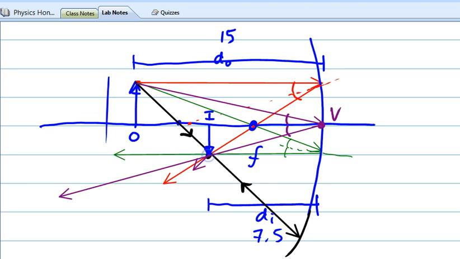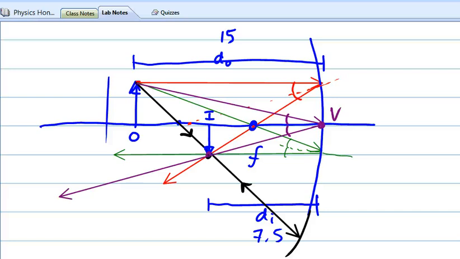And again, whoops, sorry about that. Again, we are intersecting at the same point. So these are four rays. Really, in order to determine where an image is, you only need two of these rays.